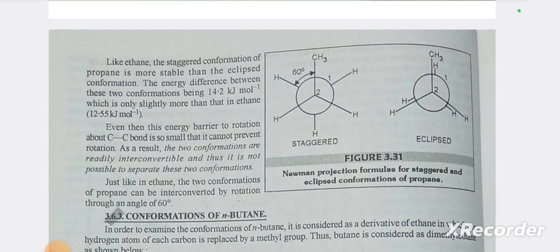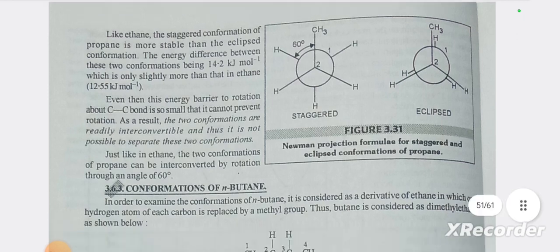Just like in ethane, the two conformations of propane can be interconverted by rotation through an angle of 60 degrees.